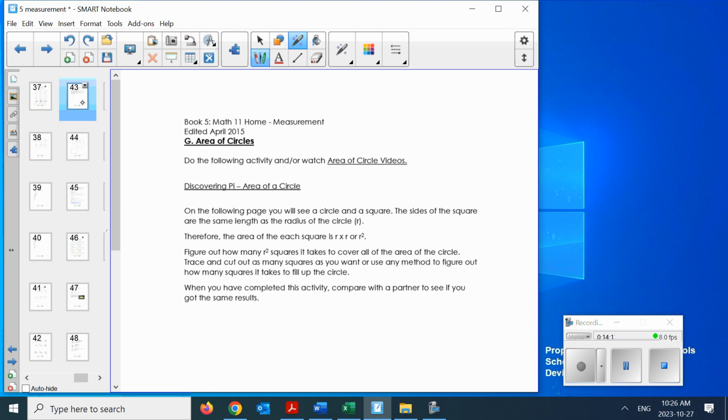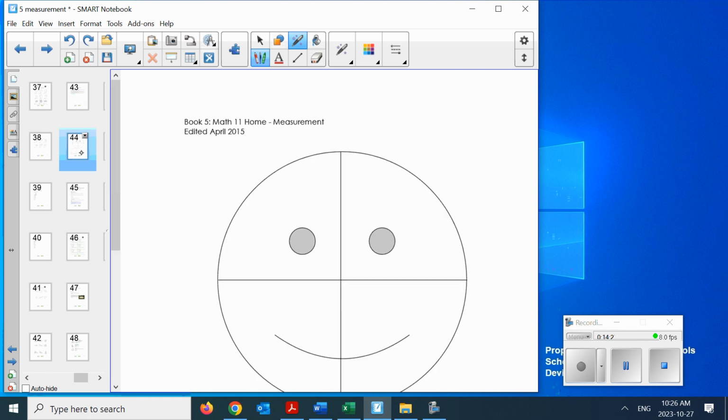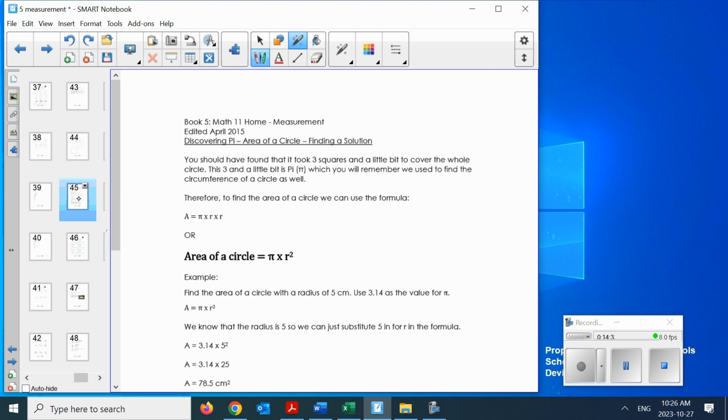Next, area of circles. It's going to be in centimeters squared, but there's a formula because they're not boxy. They don't have straight edges. So we need a special formula. The area of a circle is pi r squared. Squared means times itself.